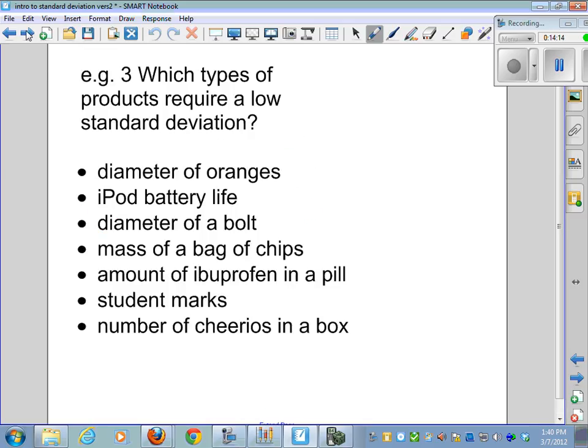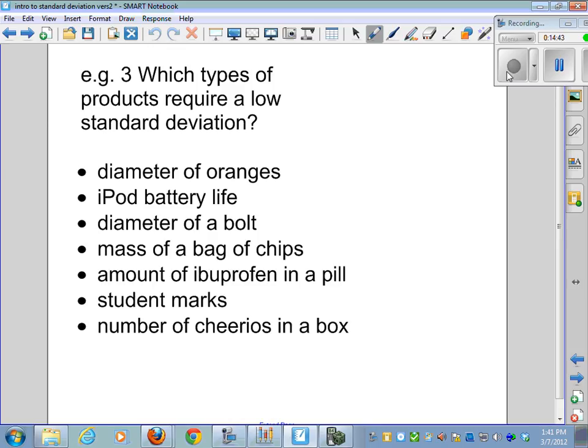Okay, example number 3. Now you might say, Mr. Bennett, this is all fine and dandy, but this is just made up math mumbo jumbo. Who really cares about standard deviation? Remember, this is applied math. Well, what type of products require a low standard deviation? Do we care about the diameter of oranges? Do they need to be consistent?